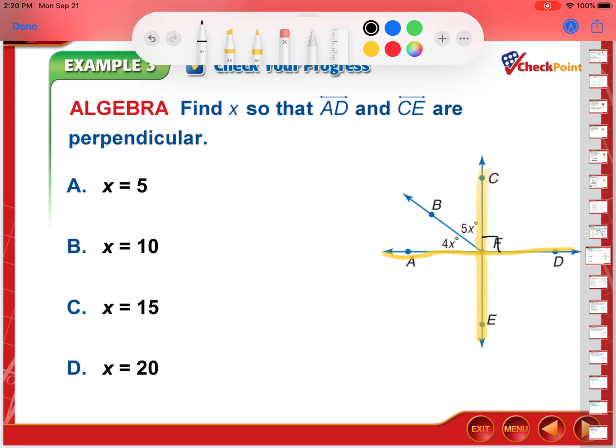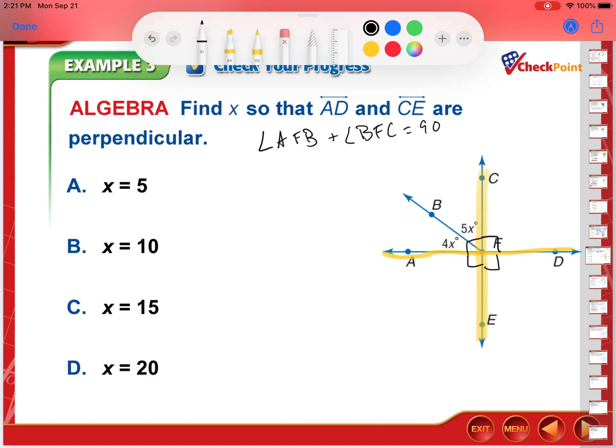So if they're perpendicular, then that means CFD is 90, DFE is 90, AFE is 90, and AFC is 90. So we know angle AFB plus angle BFC should equal 90 degrees if they're perpendicular, as the problem states.